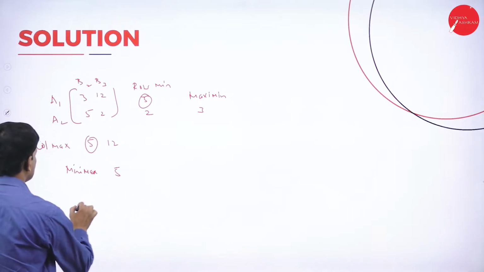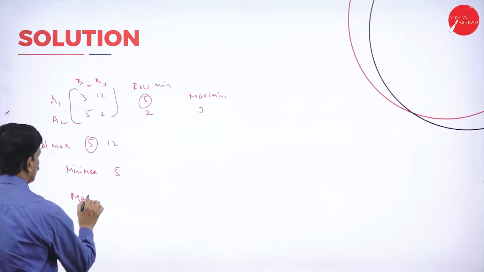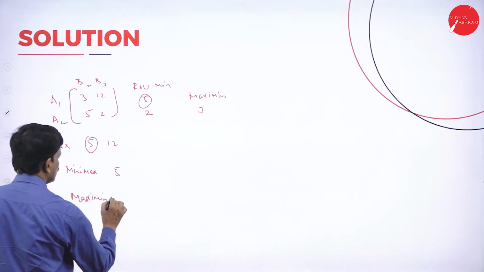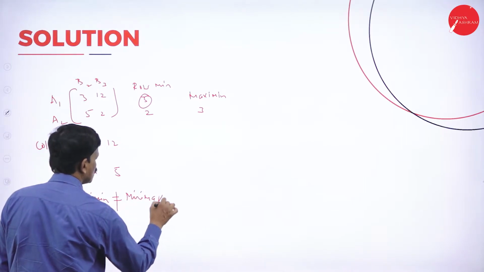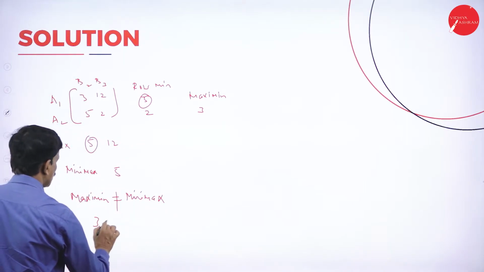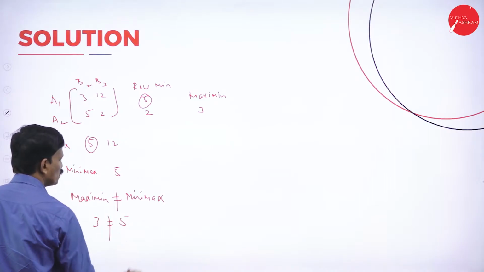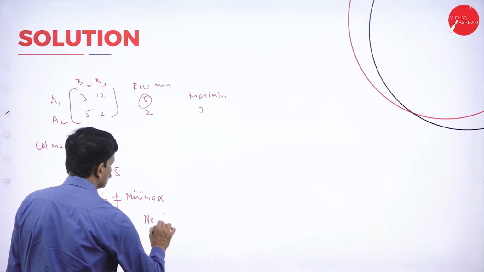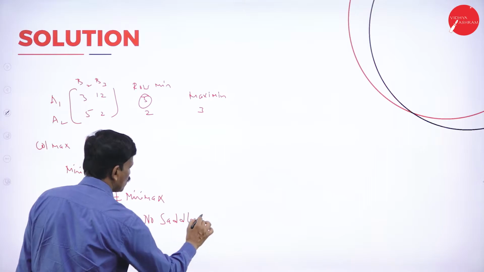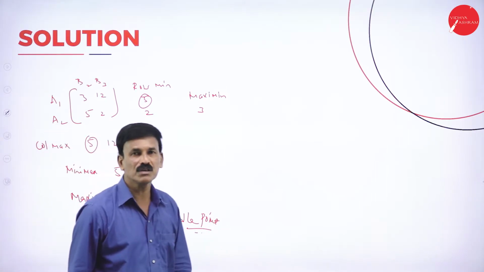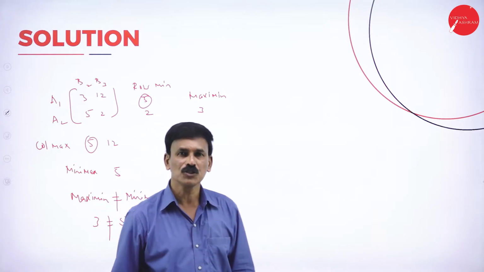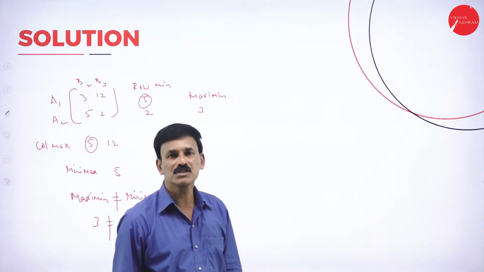See here, maximin is not equal to minimax. That means here maximin is 3 and this is 5. That means there is no saddle point. Saddle point does not exist for this. Now just find out the values of P1, P2, Q1 and Q2 and simplify. That will give the value of the game.